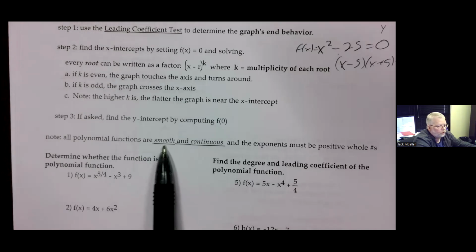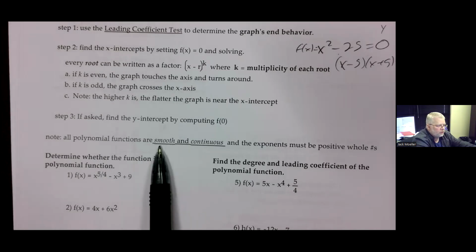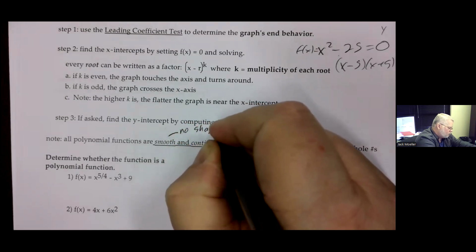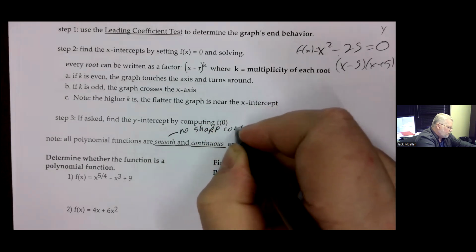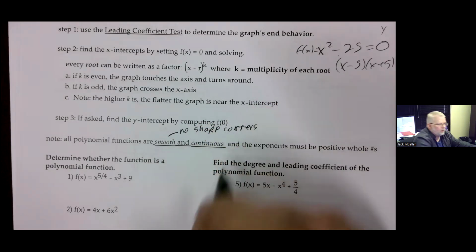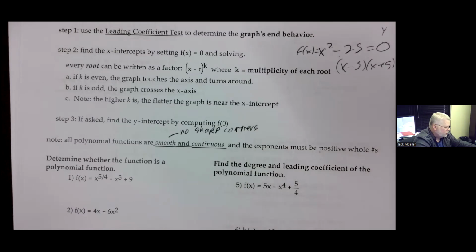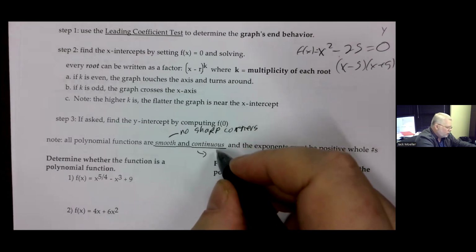All polynomials are what we call smooth and continuous. If you're going on to calculus, there's a much more rigorous definition of what those mean. But for us, smooth means no sharp corners. What do I mean by that? Think of absolute value. Absolute value has that V, so right there at the bottom of the V, that's a sharp corner. So the absolute value graph is not smooth. And then continuous, for us, means you don't need to lift your pencil to draw.